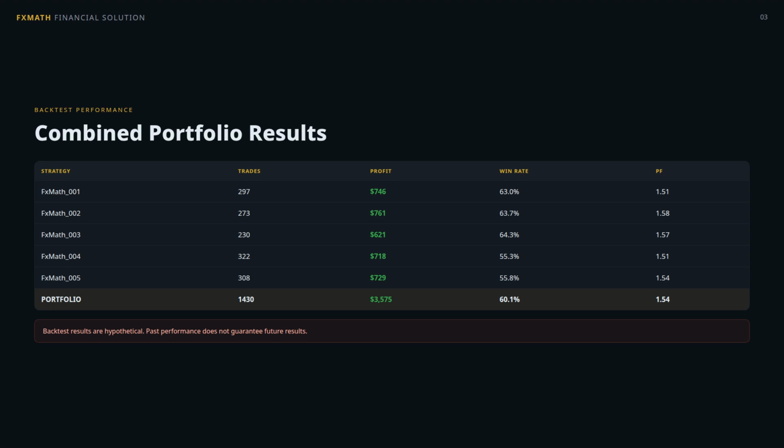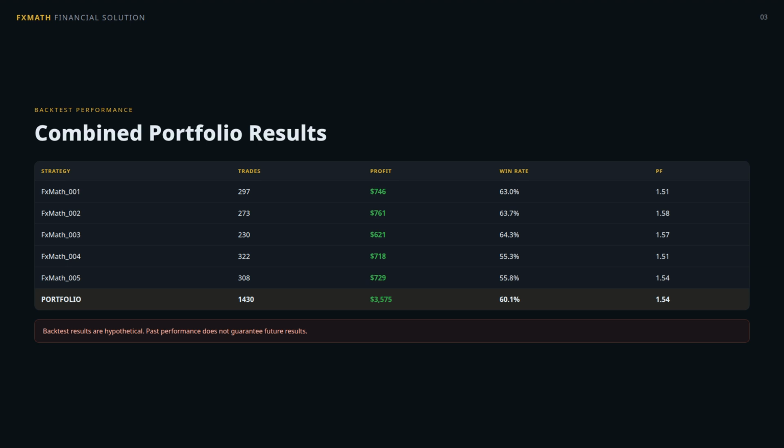In our backtest, the combined portfolio produced over $3,500 of profit from 1,430 trades, with a 60.1% win rate. The profit factor is 1.54, and the reward-to-risk ratio is 1.02. Maximum drawdown stayed around $340.